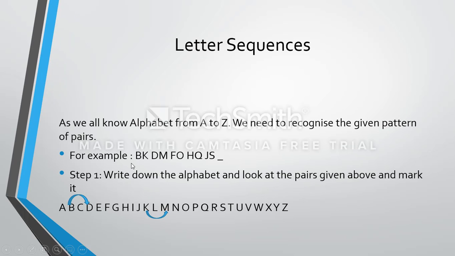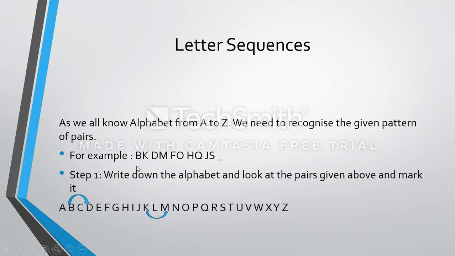As we all know, the alphabet is from A to Z. We need to recognize the given patterns of the pairs. For example, BK, DM, FO, HQ, and JS. Now we will try and find the missing pair, which comes next. Step 1. Write down the alphabet and look at the pairs given above and mark it.